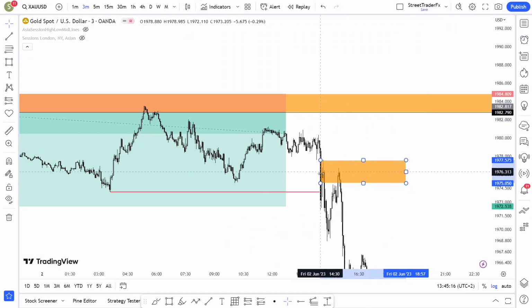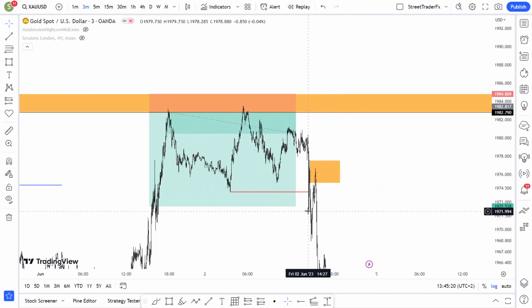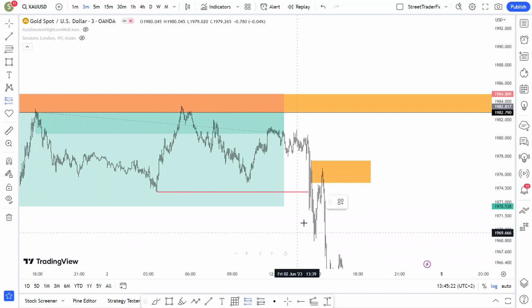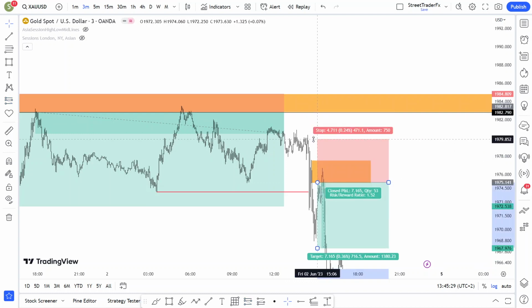Traded back into this resistance level right here. So you can either take your second sell right there, with your stop loss above, which is probably around 20 pips as well.